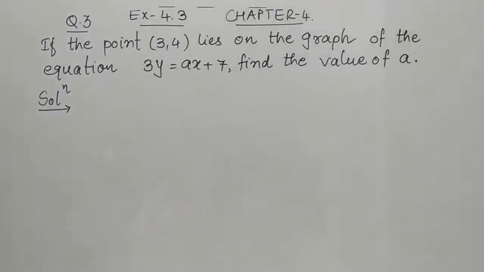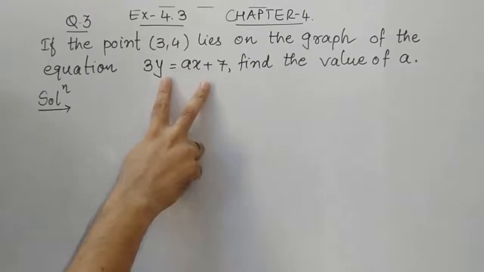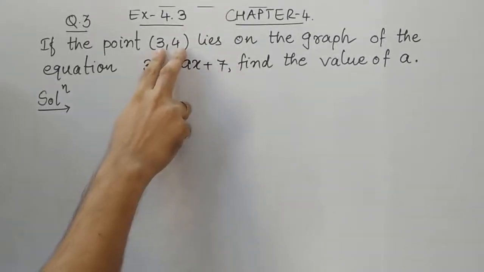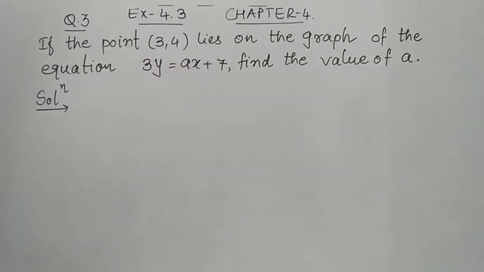Let's see this question. This can be a 1 mark objective or sometimes a 2 mark question, but the 1 mark objective is the major chance to come. It is given that the point (3, 4) lies on the graph of the equation, that means (3, 4) is the solution of this equation. Then find the value of a.